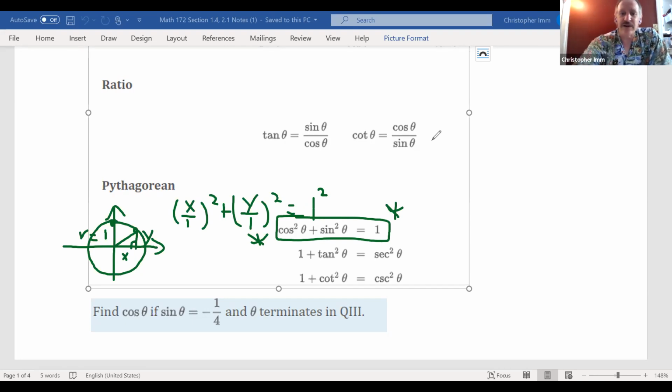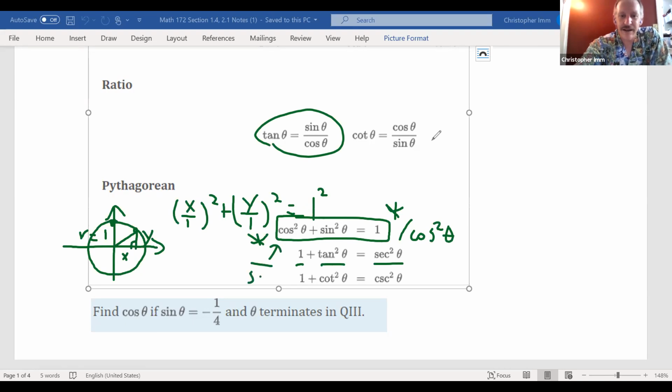You can get those other two by just dividing through everything by cosine squared. So if I divide through by cosine squared, cosine squared over cosine squared is 1. Sine squared over cosine squared, it's tangent, but it's squared. And then 1 over cosine squared, by the reciprocal identities, is going to be secant squared. So that's how we get this alternate one. If instead we divide this first one through by sine squared, then we get this other alternate formula. 1 plus cotangent squared is equal to cosecant squared. So these give us relationships between the other functions.